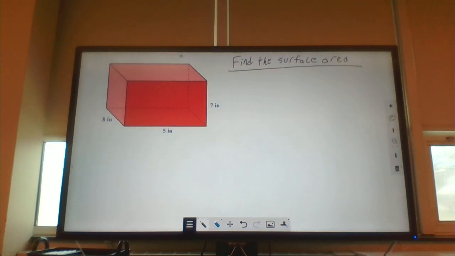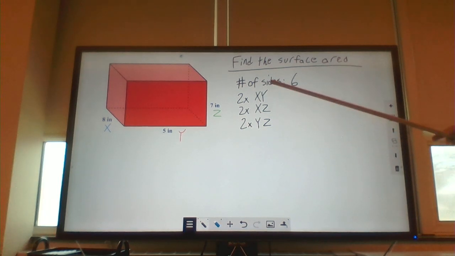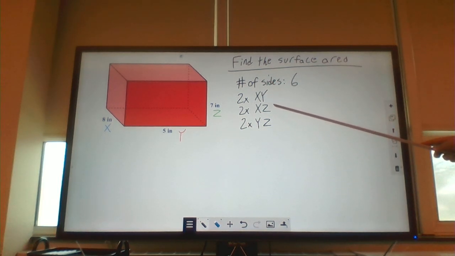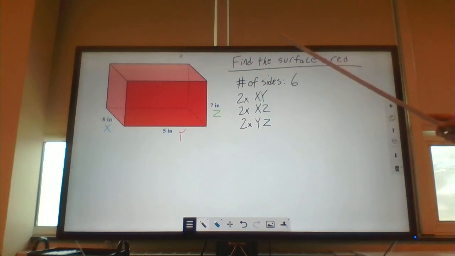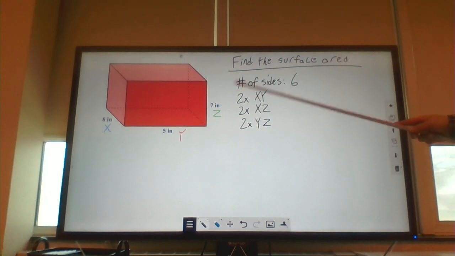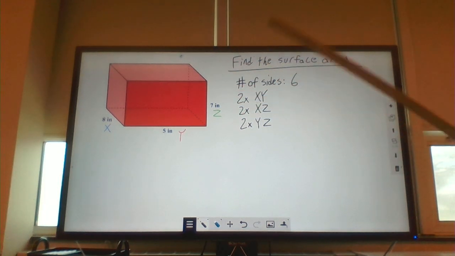All right, so let's try an example problem. Find the surface area of this rectangular prism. So the first thing to understand is, once again, there are 6 sides to our box, and each of our rectangular measurements is going to be 2 dimensions multiplied together. And we're going to go through all 3 combinations. So we're going to do 8 times 5. We're going to do 7 times 5. And we're going to do 8 times 7.